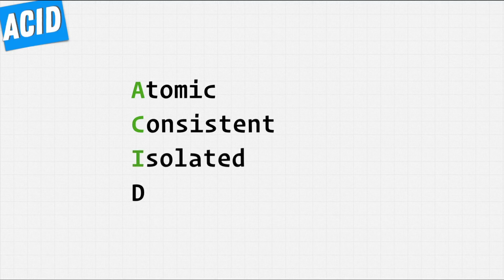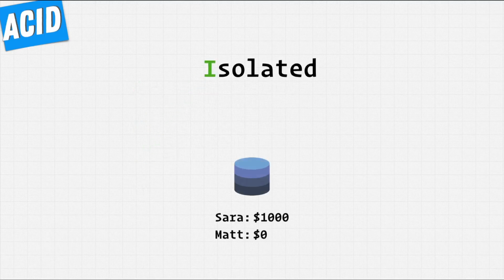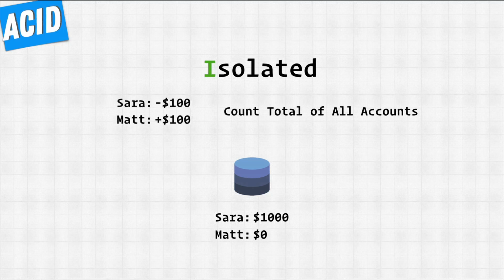Next, we have I, which means isolated. So for isolated, let's go back to talking about transactions inside of our database. Let's imagine we had two transactions happening around pretty much the same time. One is Sarah's account getting debited $100 and then Matt getting credited the $100 in return. The other transaction is that we want to count the total of all the accounts. And let's say inside of our database, we only have Sarah's account and Matt's account.